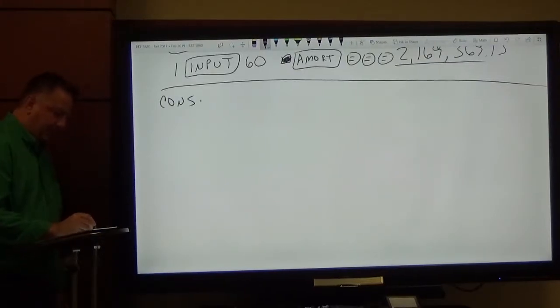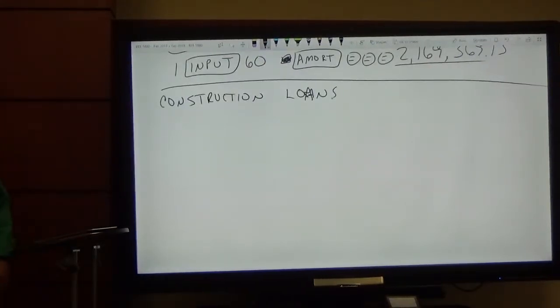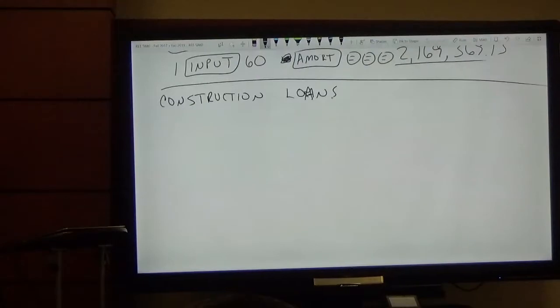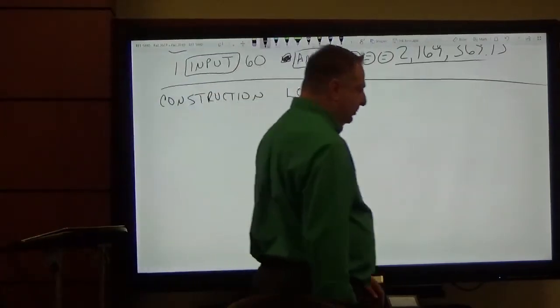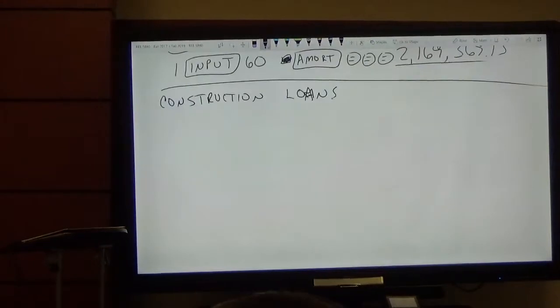All right, so let's start with construction loans. Here's the thing about construction loans: they work pretty much the same way that credit card cash advances work. I'm going to let that resonate for a second. High interest rate. Construction loans work the same way that cash advances on credit cards do, in that you don't owe anything until you start borrowing.